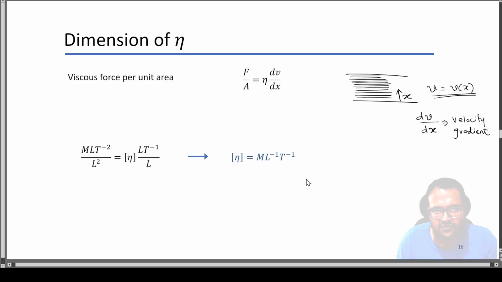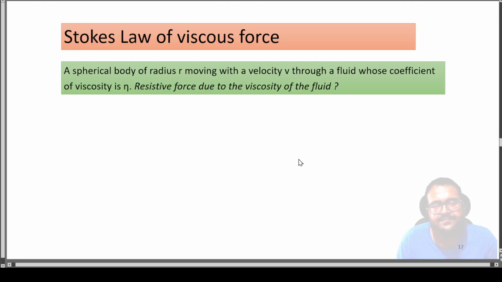Okay, next I go to Stokes law. What is Stokes law? What is the physical condition here? A spherical body of radius r moving with a velocity v through a fluid whose coefficient of viscosity is eta. What should be the resistive force due to the viscosity of the fluid? This could be a real life problem, and you may encounter it anytime. I have a mass falling through a liquid.